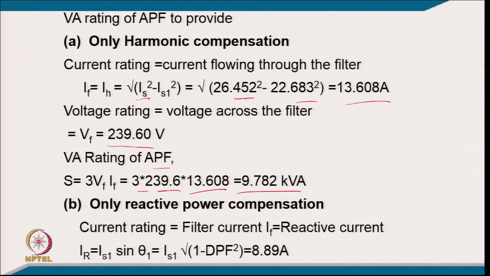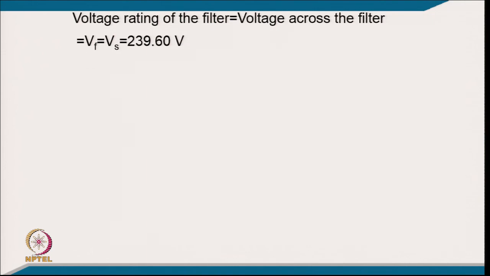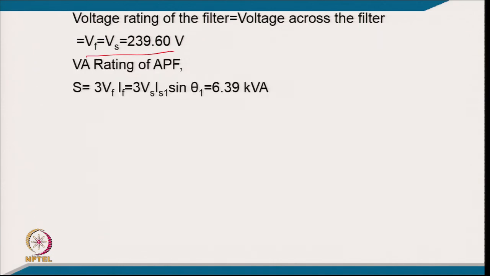If you want only reactive power compensation, the current rating of the filter will be the reactive current, that is IR equal to IS1 sin theta 1, which is IS1 under root 1 minus DPF squared, so it comes to 8.89 ampere. The voltage, because it is connected in shunt, is the same as the PCC voltage, that is Vf equal to Vs, 239.6 volt, and the VA rating of the active filter will be 3 Vf IF. Putting in the value, this is the reactive current which has to be given by the shunt active filter, so it comes to 6.39 kVA.